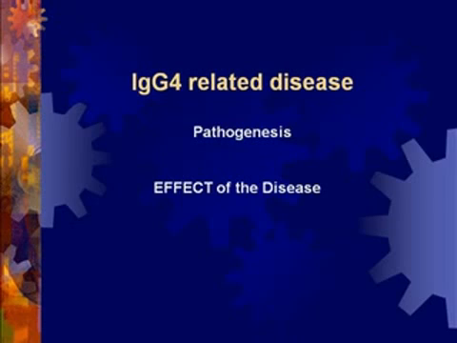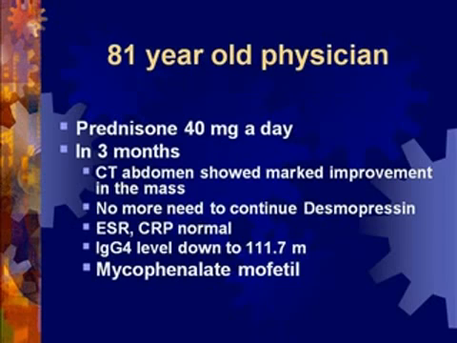So now, let's get back to our patient. This gentleman, he was started on treatment with 40 milligrams of prednisone. In 3 months, a CT scan showed marked improvement. He did not need desmopressin anymore because his diabetes insipidus disappeared. His inflammatory markers were normal, and his IgG came down to close to 111. At this point, he was starting to show some cushingoid features, so we started him on mycophenolate mofetil.